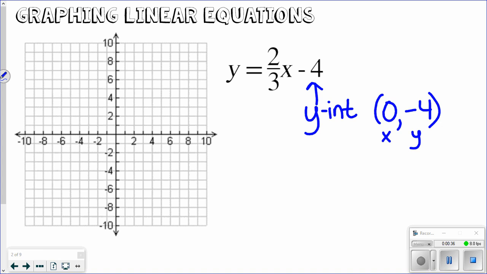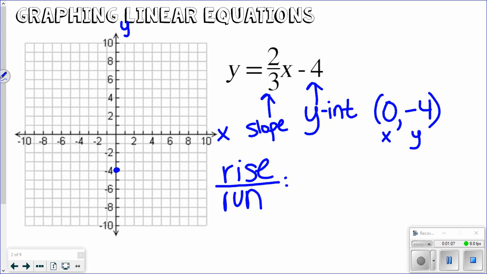So on my y-axis, we're going to stay at 0 on the x, so I don't move left or right. And then on my y-axis, I'm going down 1, 2, 3, 4, down to -4. And then I need to use my slope, my m, which in this equation is 2/3. Remember, slope is your rise over run. So my rise is 2 and my run is 3.